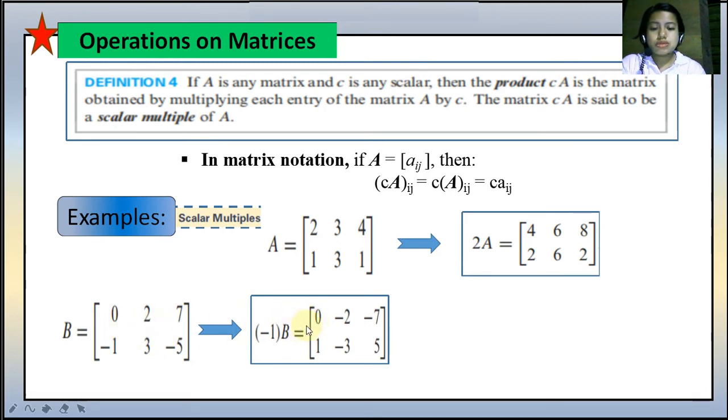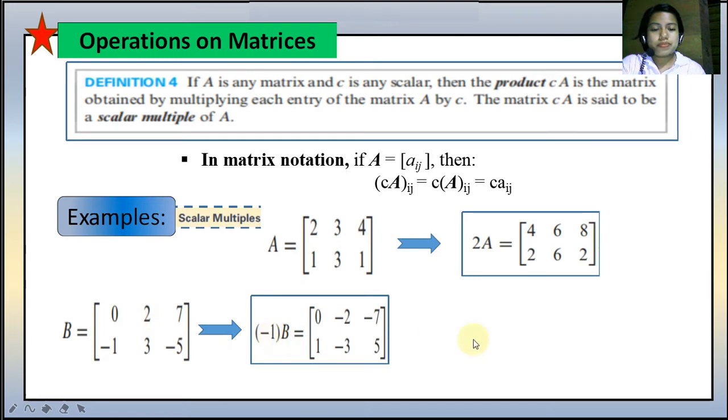Negative 1 times 2, that's negative 2. Negative 1 times 7, that's negative 7. Negative 1 times negative 1, of course, it's positive 1. Negative 1 times 3, that's negative 3. Negative 1 times negative 5, it's positive 5. So this time, we have a scalar multiple of B by negative 1, since we multiplied all entries by negative 1.